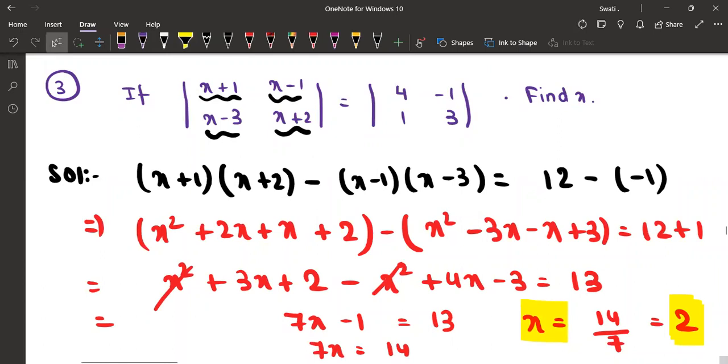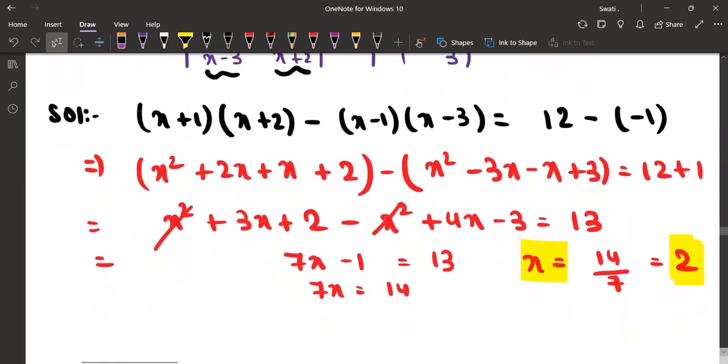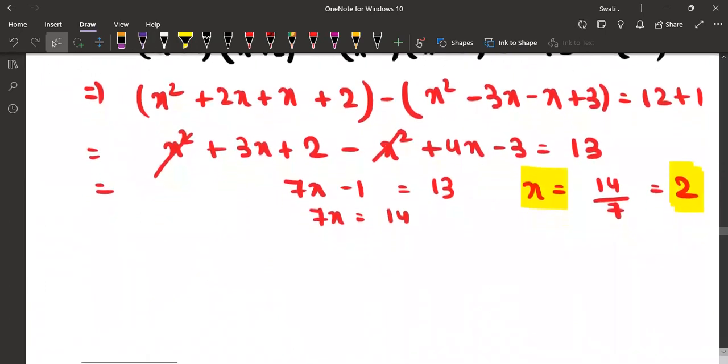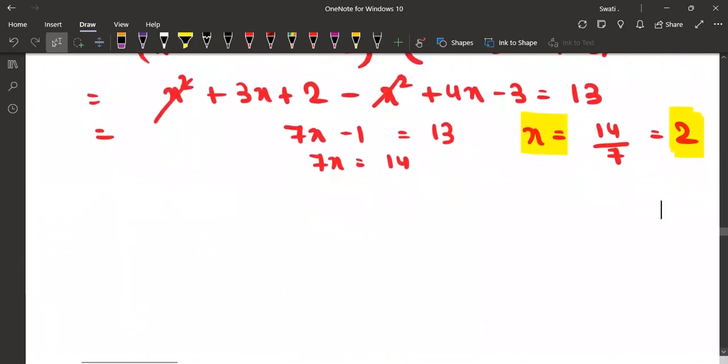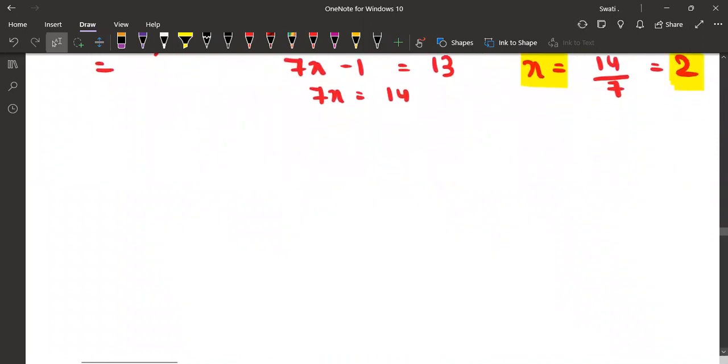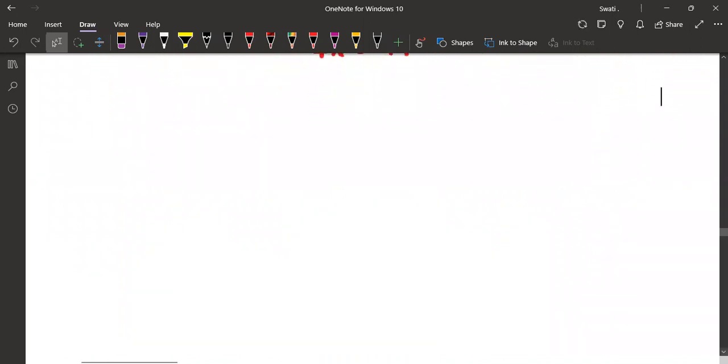I'm just explaining all the questions in a very detailed way so that you can understand how to do it. Because it's a 1-mark question, if you want, you can skip some of the steps as well. But here my intention is to make you understand each and every step properly. So that is why you can see the detailed solution.